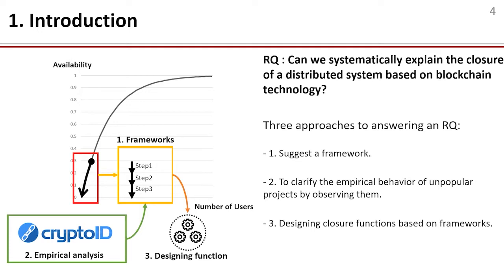We worked on 3 tasks to establish a closure method for trustless distributed systems. First, build a framework as a base for discussion of closure. The next step is to empirically check the correctness of the framework based on the observation result. Finally, we discussed the implementation of an explicit closure function. Okay, in the next slide, we propose the framework.